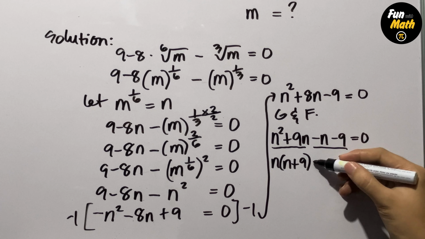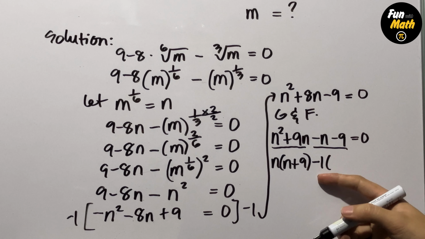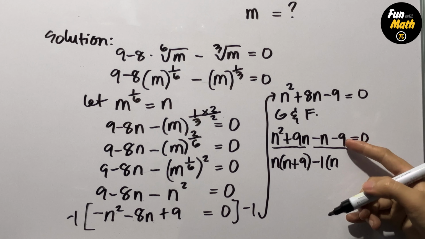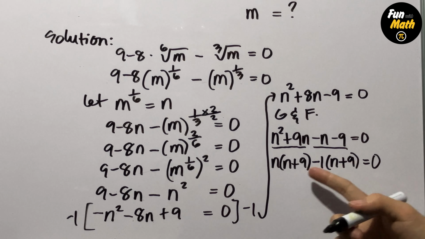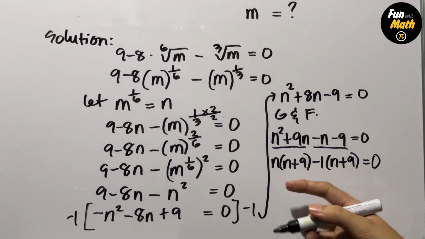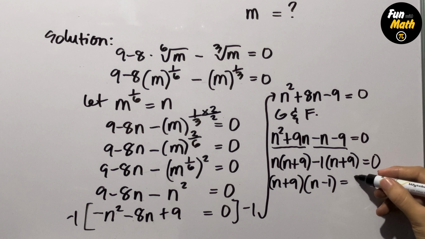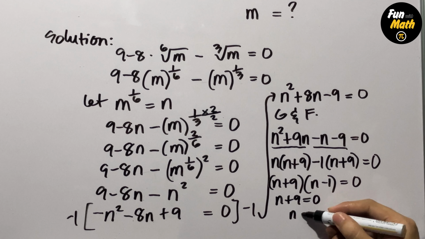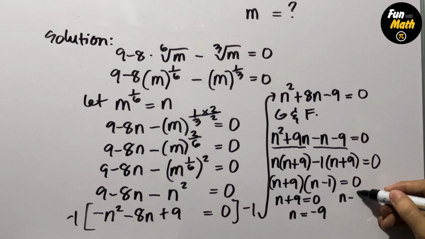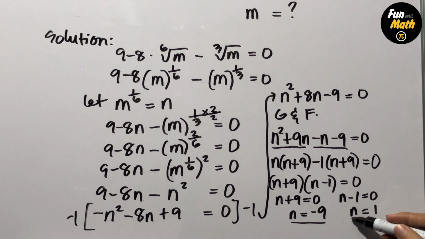In here, the common is negative 1. So negative 1, this is the common, times negative n divided by negative 1, that is positive n. Negative 9 divided by negative 1, that is plus 9, equals 0. Now we have the common, which is n plus 9. So we take out n plus 9, then times the remaining n minus 1 equals 0. So for this, we can have two equations. n plus 9 equals 0, and that is n is equal to negative 9. The other one is n minus 1 is equal to 0, and that is n is equal to positive 1. So we have the values n equals negative 9 and n equals positive 1.